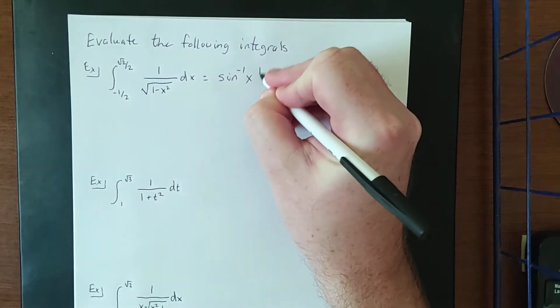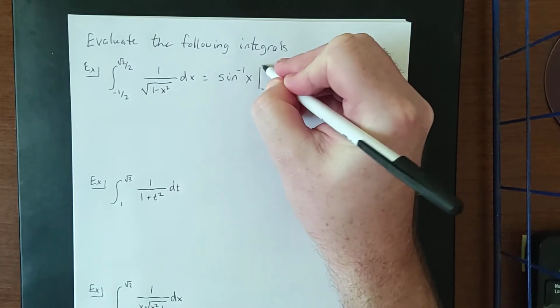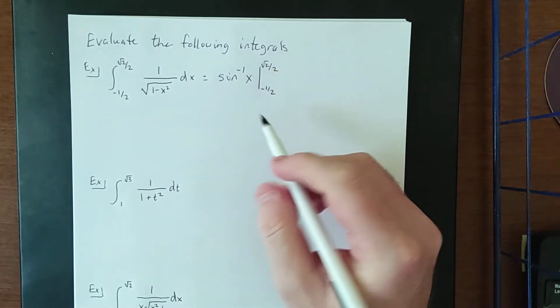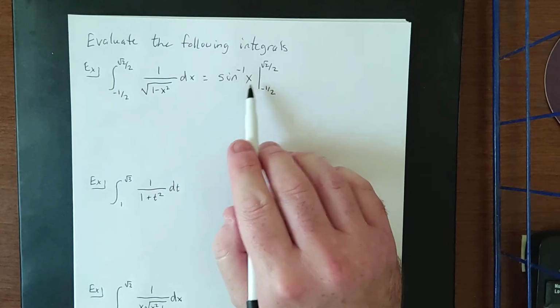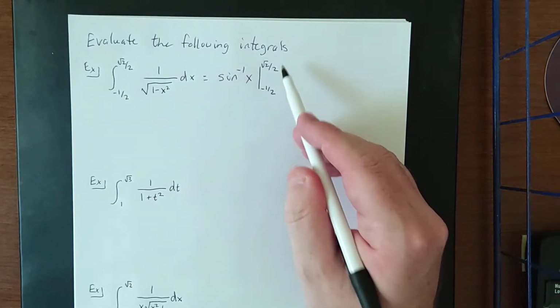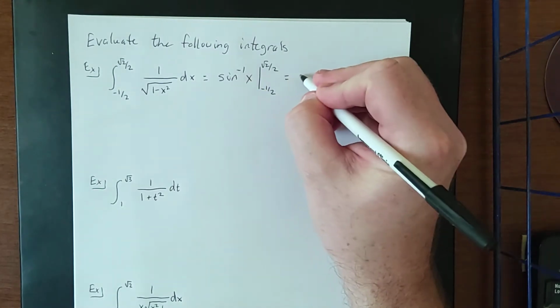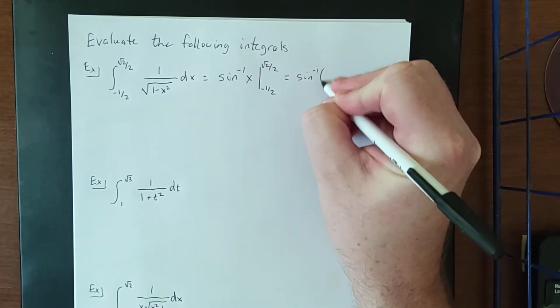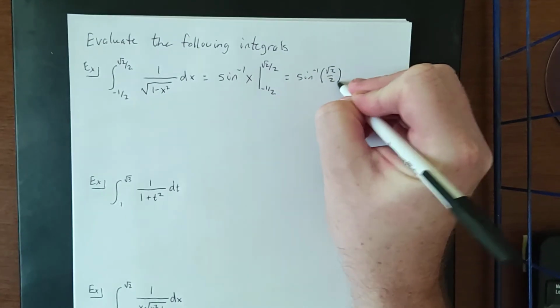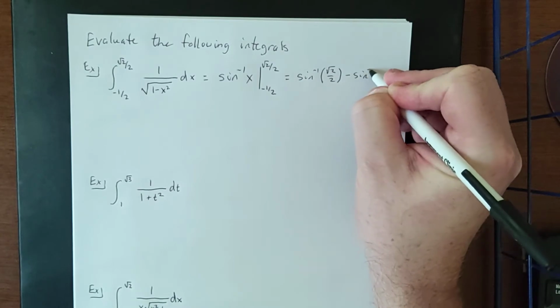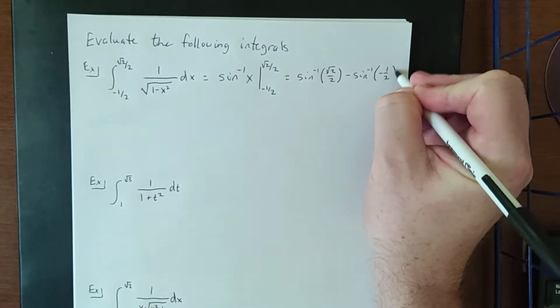or the arcsine, which means that we can go ahead and evaluate this directly and say that this will be the arcsine of x going from -1/2 to root 2 over 2. So this will give us the arcsine of root 2 over 2 minus the arcsine of -1/2.